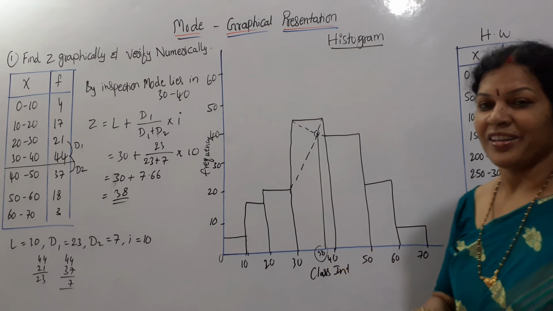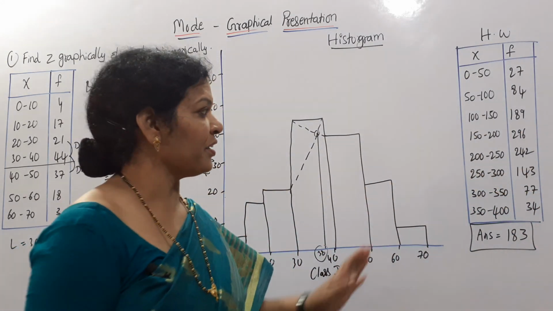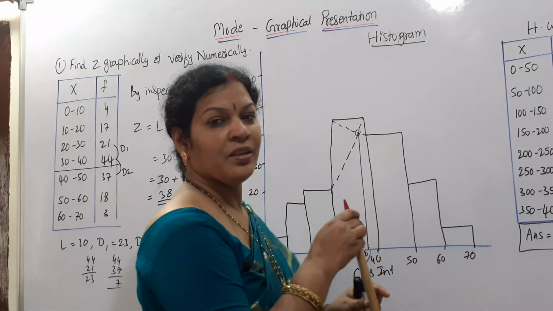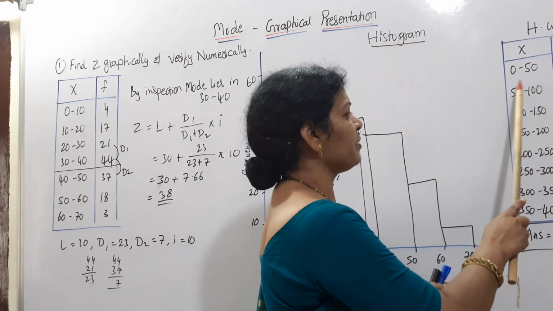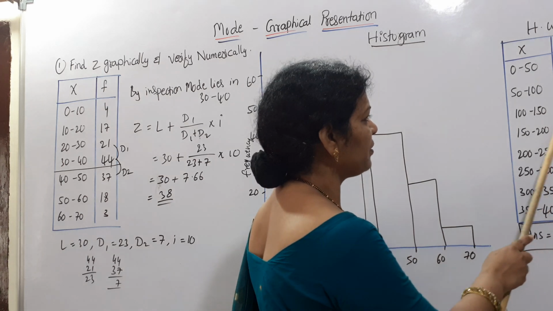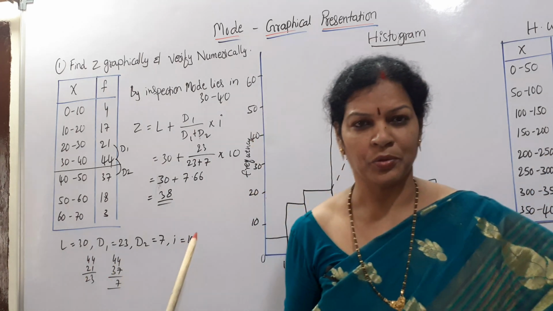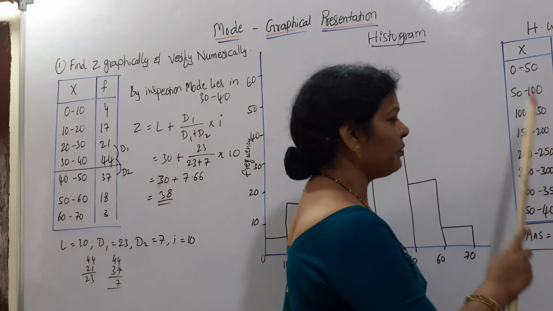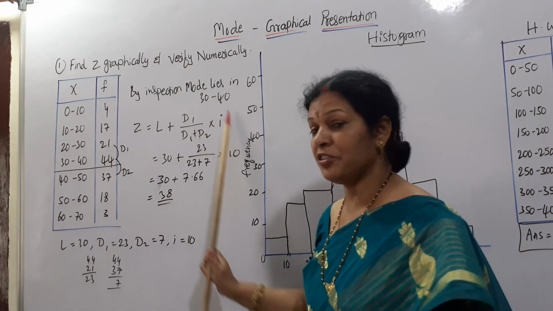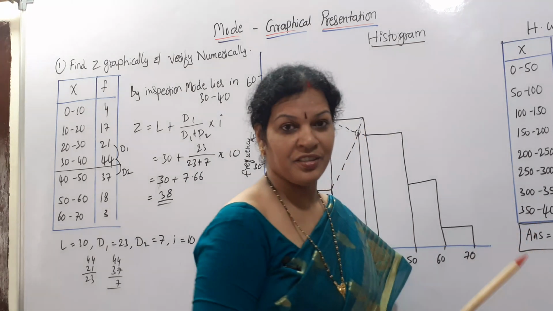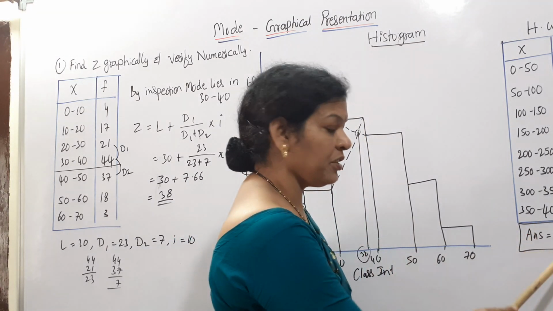Yes. If you are understanding, now this is the homework problem. What is there in this problem? X is given and frequency. So these are the values. The highest number is 296. By inspection, mode lies in 150 to 200. Calculate it. Then your answer should be 183.